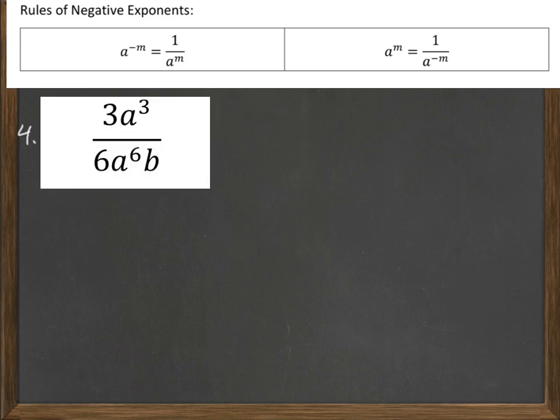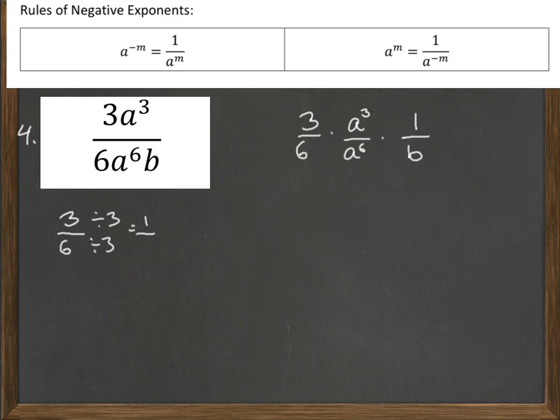So again, this time we have a little bit more work to do. So we can rewrite this as 3 over 6 times a to the 3rd divided by a to the 6th times 1 over b. So 3 over 6, that is just a fraction that we can reduce. We know how to do that. We've done that a million times. So that reduces to 1/2.